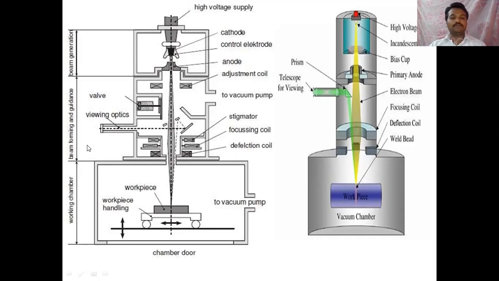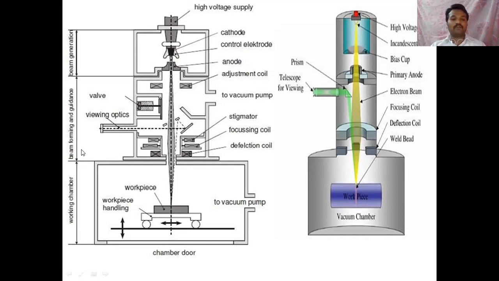So in this process, the beam forming and guidance, the stream of electrons are pumped into the beam forming and guidance. This segment consists of the focusing coil and deflection coil. The electron beam which is generated is of divergent nature. All the electrons which are divergent are focused using a focusing coil and a deflection coil. All the electrons are deflected to a convergent nature using the deflection coil.